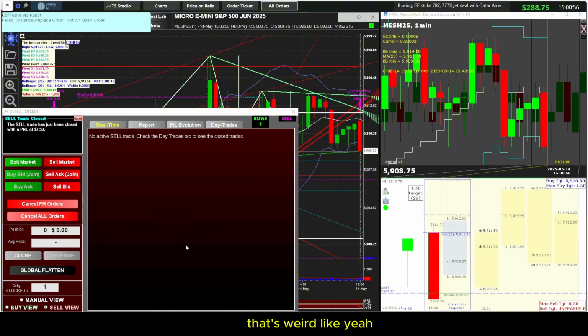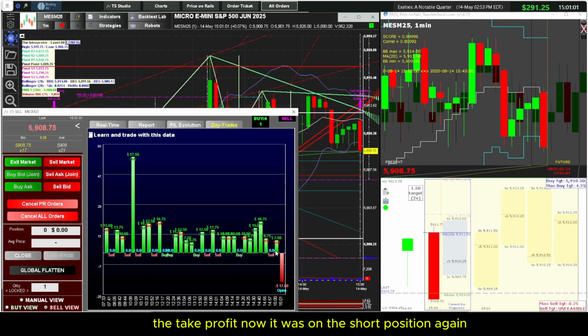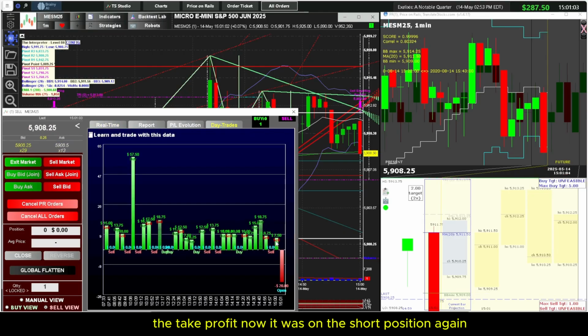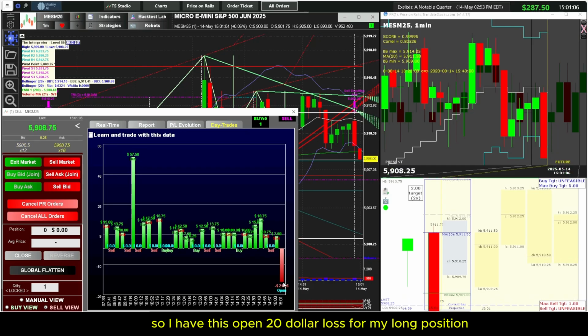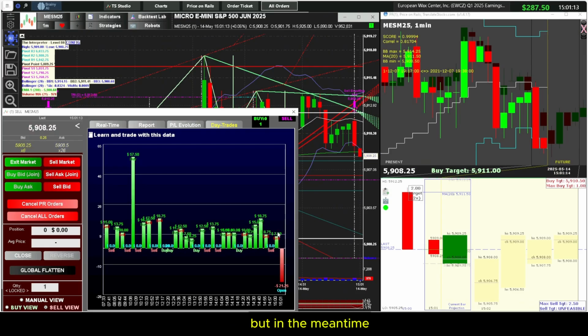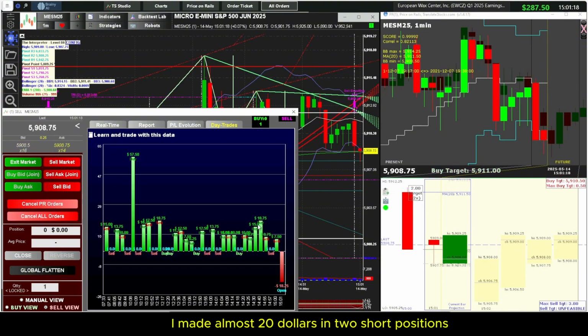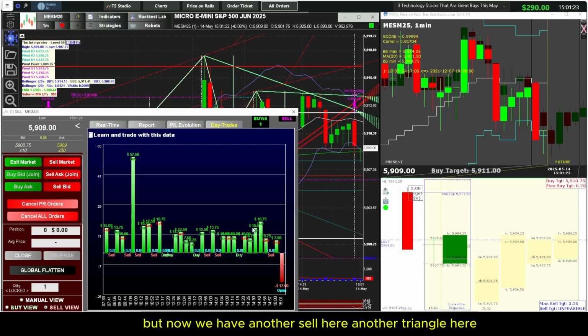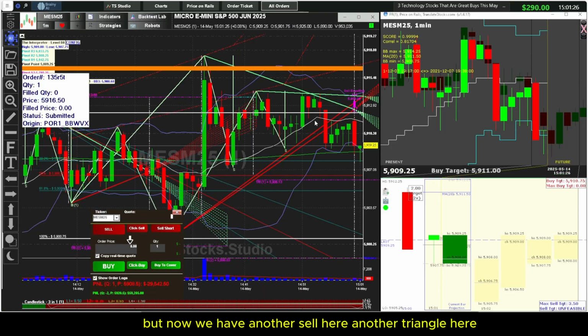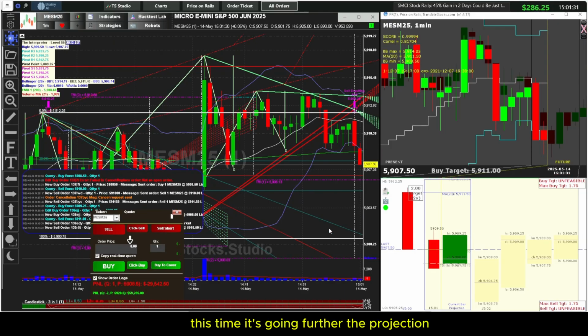That's weird. Yeah, then I have another take profit here. The take profit now was on the short position again. So I have this open $20 loss for my long position, but in the meantime, I made almost $20 in two short positions. So there's a hedge. But now we have another sell here, another triangle here. Okay, this time it's going further.